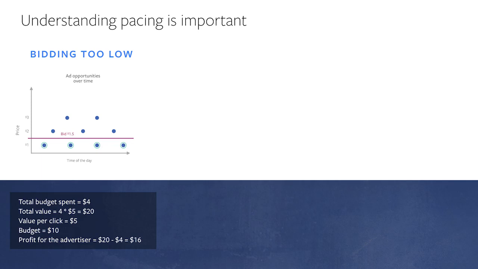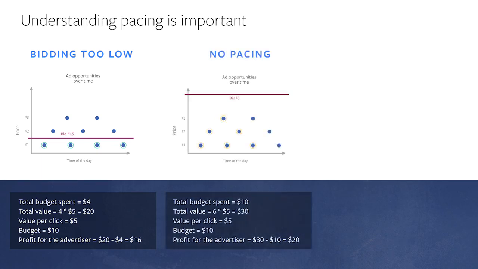Now, if we go the other way and try to game the system by getting rid of our budget as fast as we can, putting in a really high bid without any notion of pacing, Facebook will just spend that money as fast as it can. It'll go for every opportunity within that bid, and that can perform okay as well. In this scenario, it does perform better than going really low. For the same $10 budget, you won 6 opportunities, each with a value of $5, giving you an overall profit of $20.